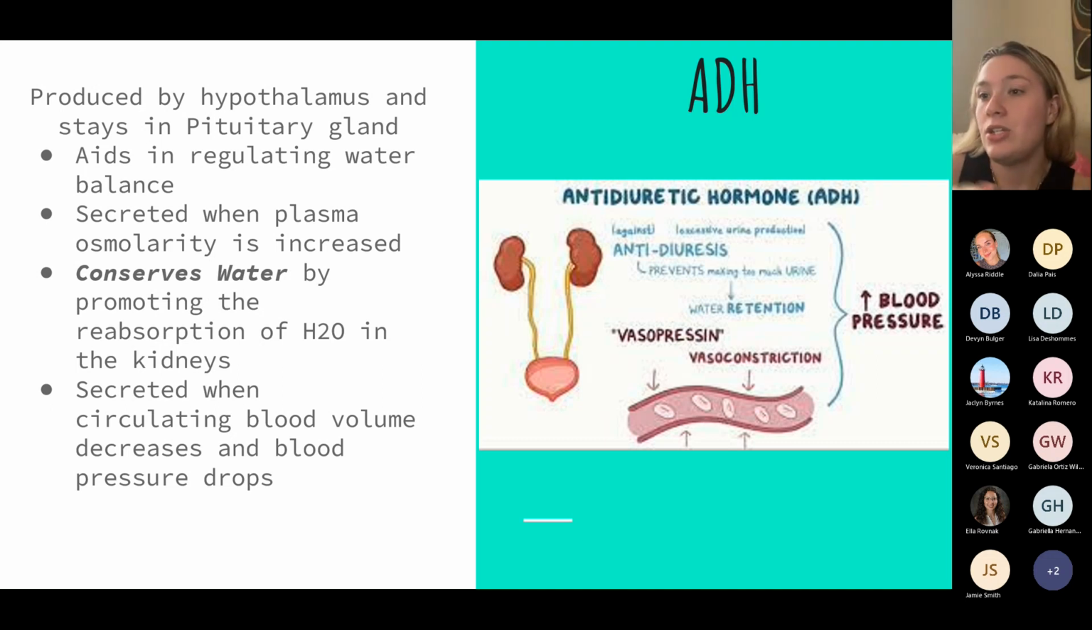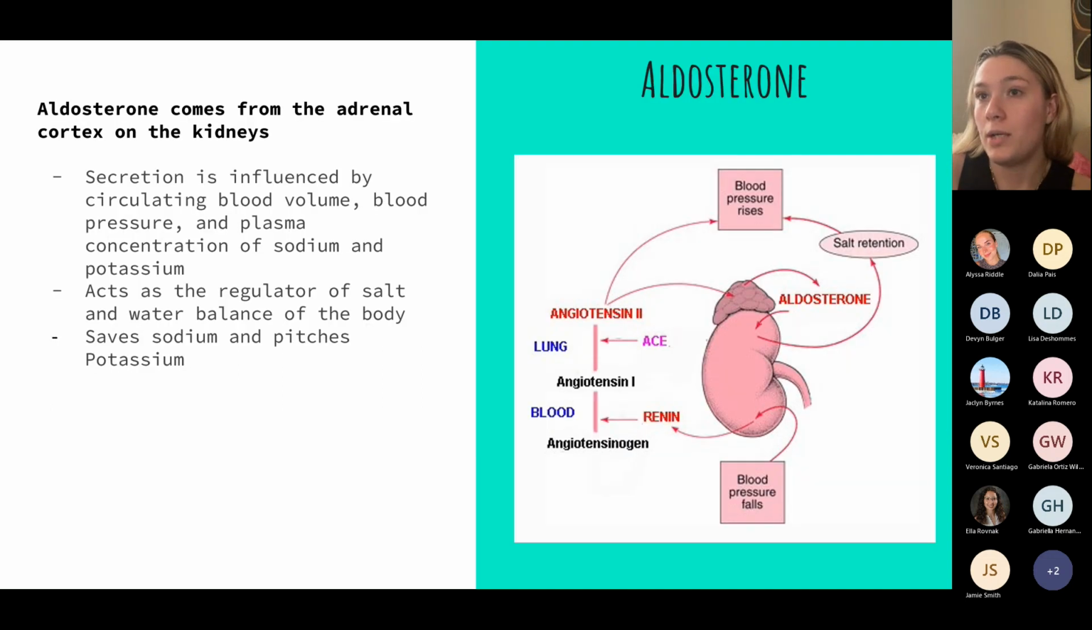Whenever you think ADH, think anti-pee. It stops us from peeing. It helps us hold water. Again, a little bit more info on aldosterone, but it really just helps us go into our RAS, our renin-angiotensin-aldosterone system, to go ahead and help increase our blood pressure as well.